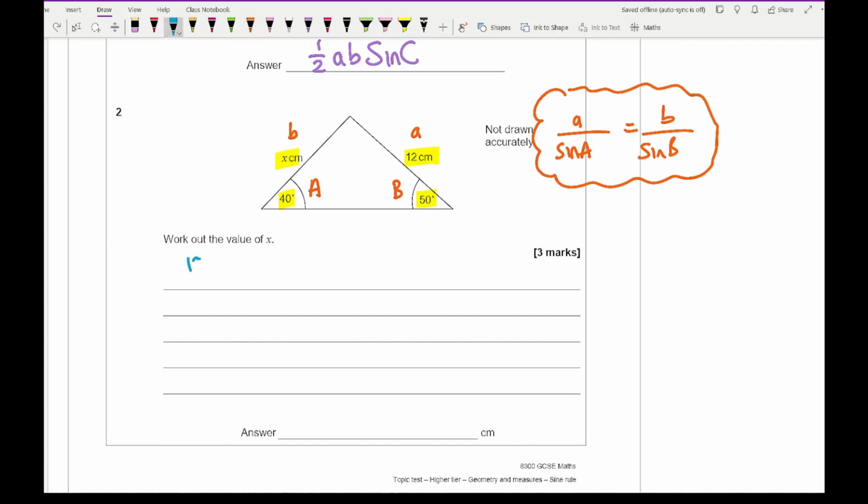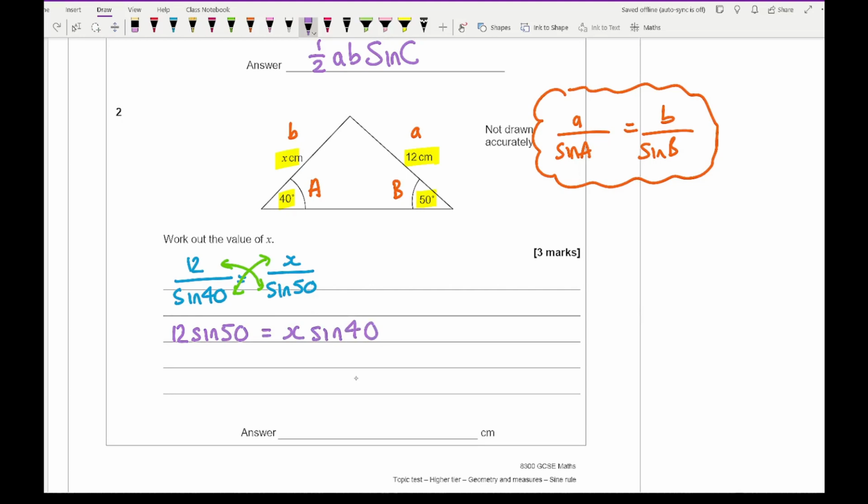So I've got 12 over sine 40 equals x over sine 50. Once you've substituted in, this is where you cross multiply. By cross multiplying, you multiply the numerator with the other denominator and the other numerator by the other denominator, hence creating the cross. By doing this, you're eliminating that fraction element. So I've got 12 sine 50 equals x sine 40.